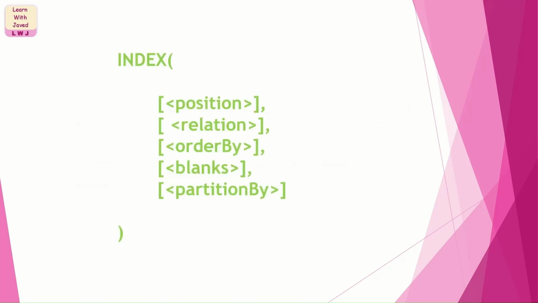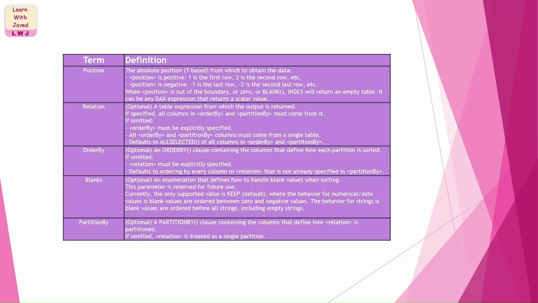In the next slide you can see we have 5 parameters in the INDEX function. The first is position, the second is relation, then order by, blanks, and the last one is partition by. In the next slide I have given the definition of each parameter. Like I said earlier, I would not recommend you go through the definitions. It is just for understanding.